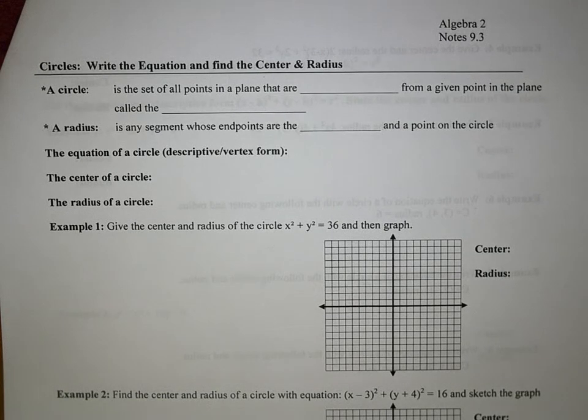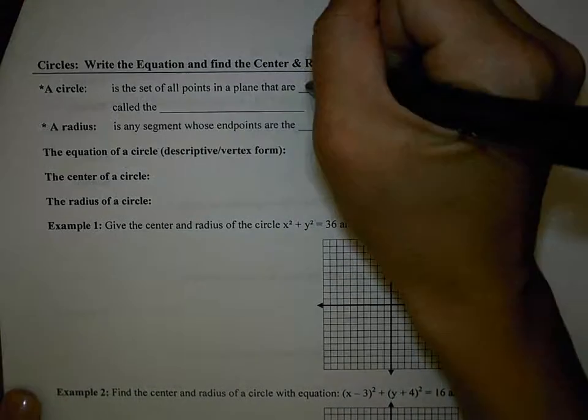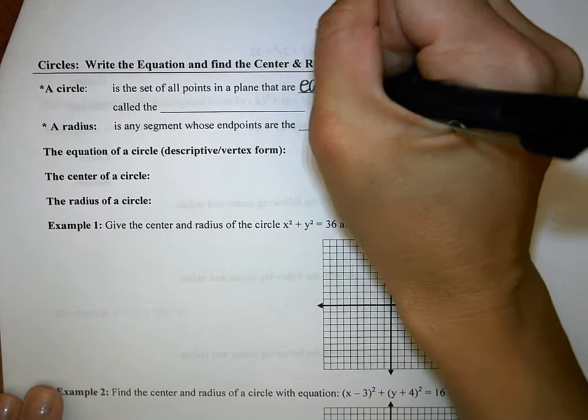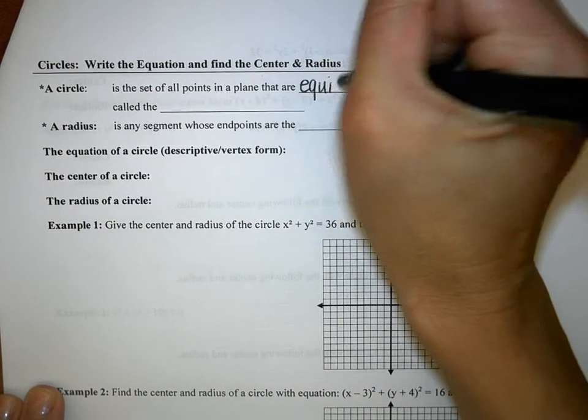So 9.3, circles. We are going to write equations and find the center and the radius. Okay, so a circle is the set of all points in a plane that are equidistant. What does equidistant mean?